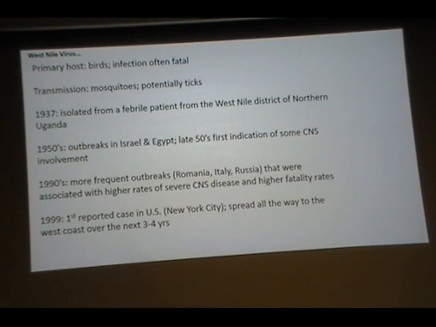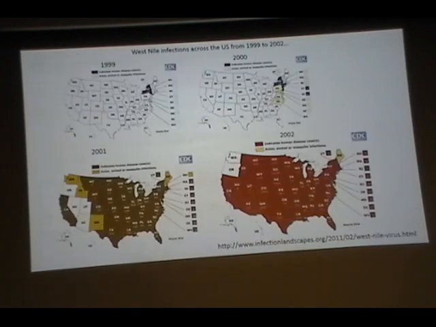And if you look back in history, it was around in the West Nile district of northern Uganda in the 1930s. In the 50s, there were outbreaks in Egypt and Israel. In the 90s, there were some outbreaks in Italy and Russia. And then in 1999, the first reported case occurred in New York City. And it spread like crazy through the next few years.